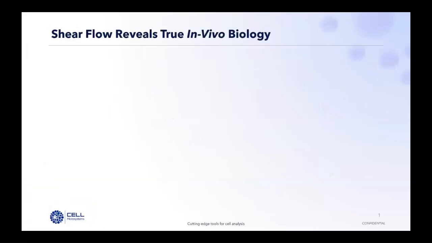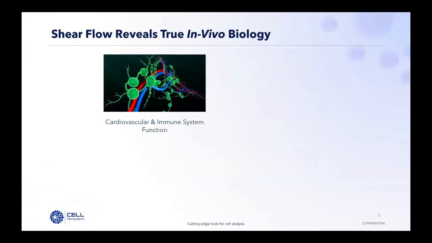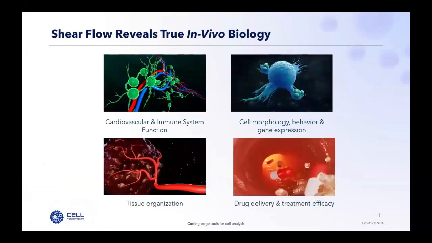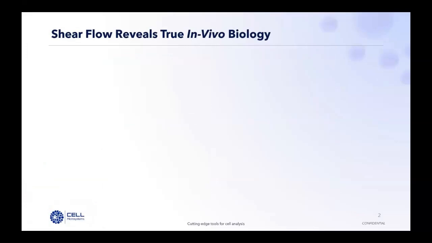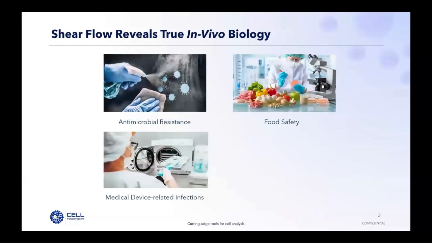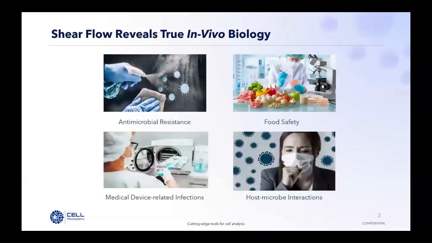For those of you who have joined the demo or are watching this video at a later time, you've likely considered how shear flow impacts biological processes like cardiovascular and immune system function, cell morphology, behavior, and gene expression, tissue organization, and drug delivery and treatment efficacy. And within the microbiology space, shear flow also plays a role in the establishment and progression of biofilms within the context of antimicrobial resistance, food safety, medical device-related infections, and host microbe interactions.